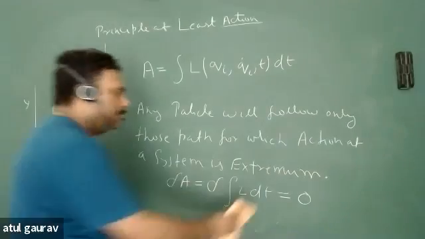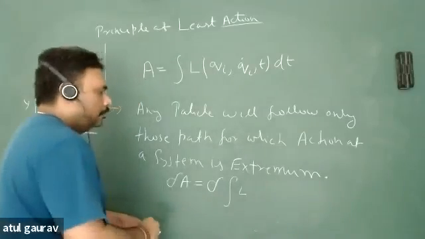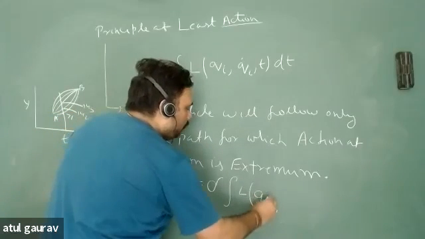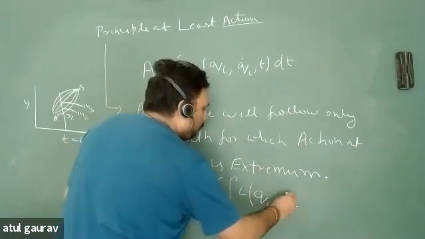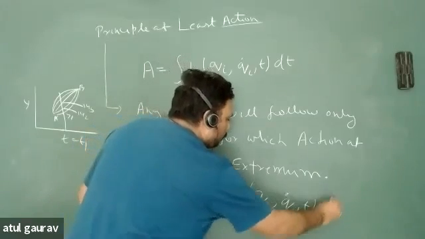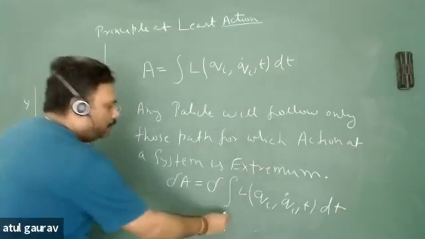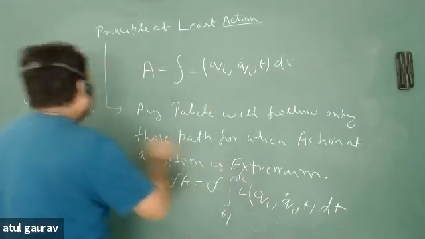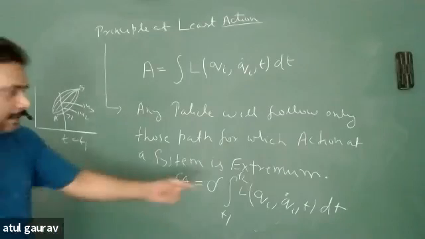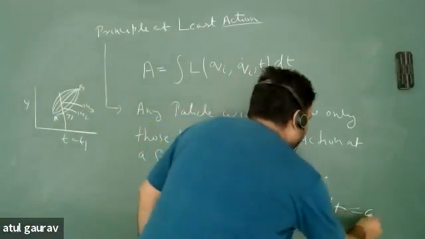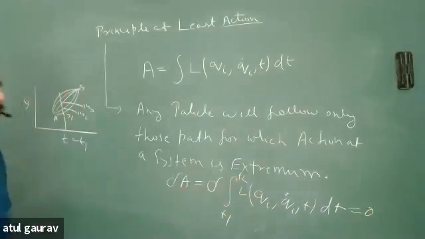And I can write L in a more detailed form. This is a function of generalized coordinate, a function of generalized velocity, and a function of time, L dt. And obviously we are going from initial time to final time. Then this must be 0.